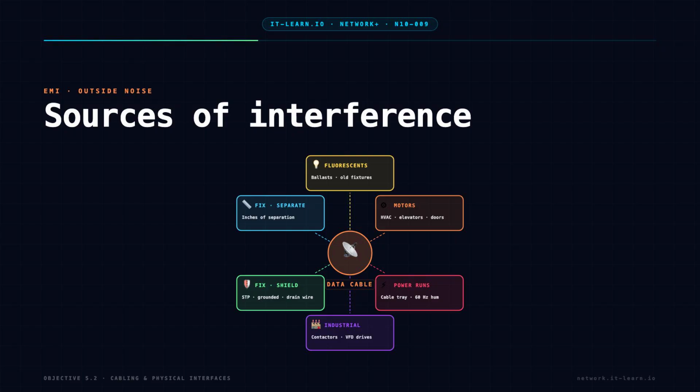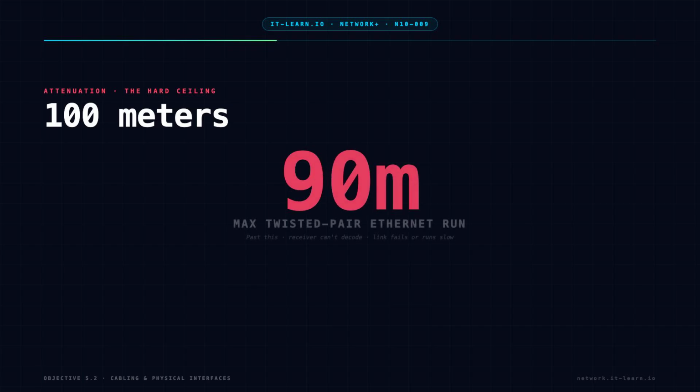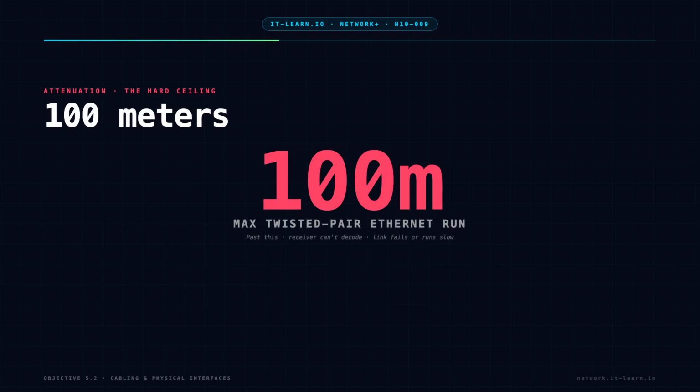Third degradation problem, attenuation. The signal weakens as it travels. Every cable does this. The question is how much? The hard ceiling on twisted pair Ethernet is 100 meters. Past that, the signal drops below what the receiver can decode, and the link either fails outright or runs slow with errors. 3 things make attenuation worse.